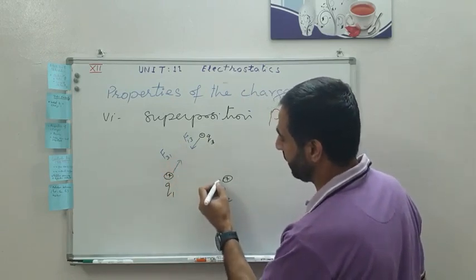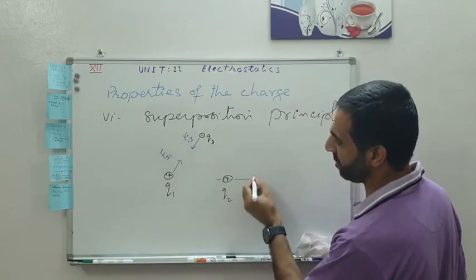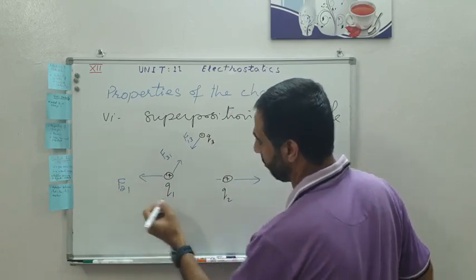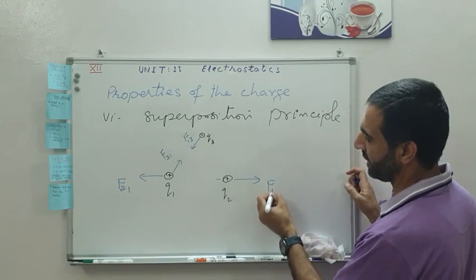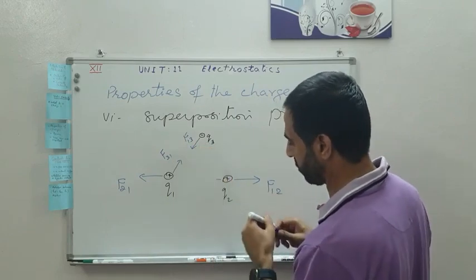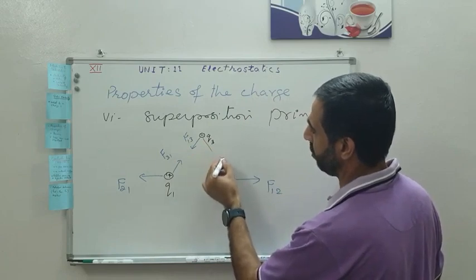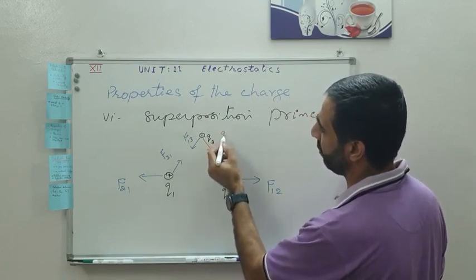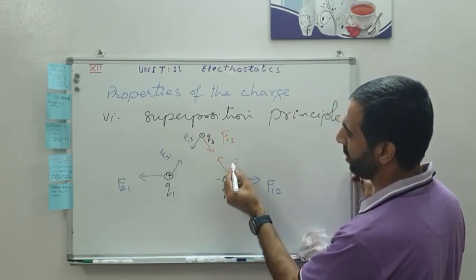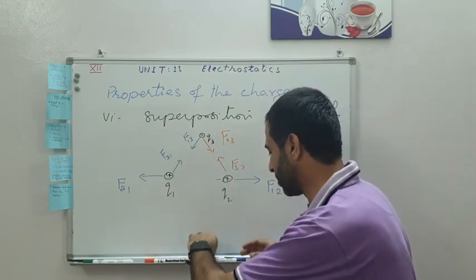Similarly, there is a force between these two also, and this force is the repulsive force. This is the force which 2 exerts on 1, and this is the force which 1 exerts on 2. It repels. Similarly, there is again an attractive force between these two: this is the force which 2 exerts on 3, and this is the force which 3 exerts on 2. So what is the superposition principle?